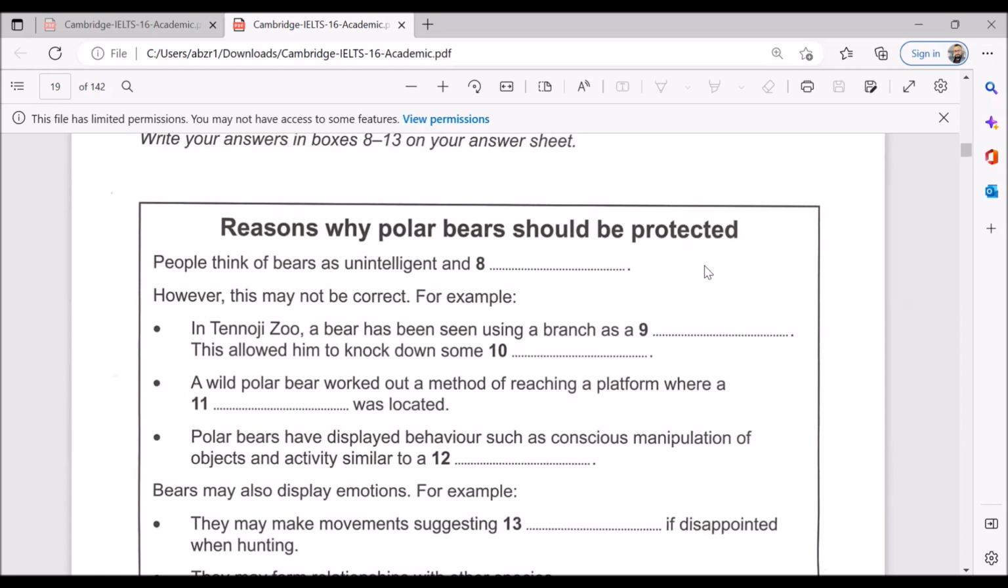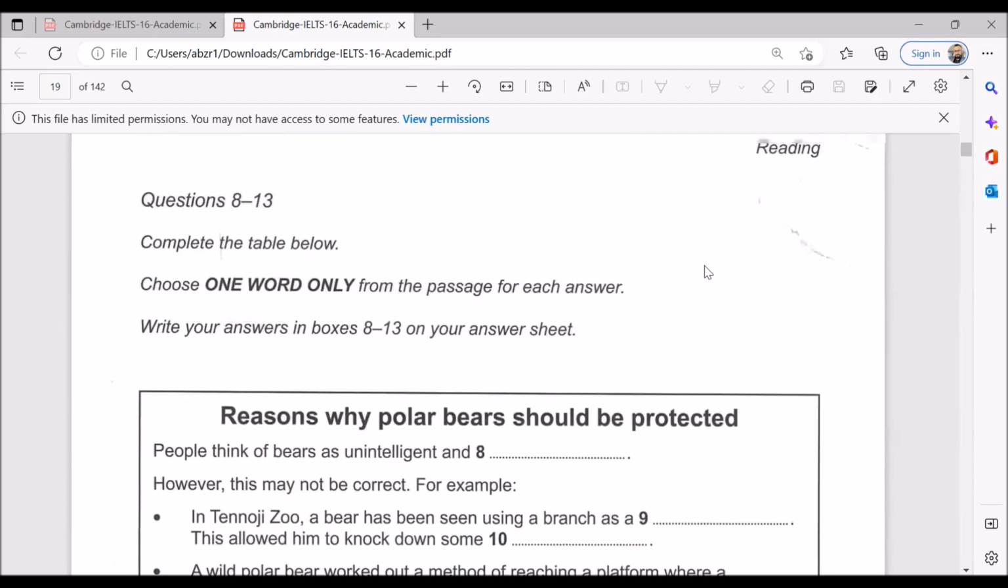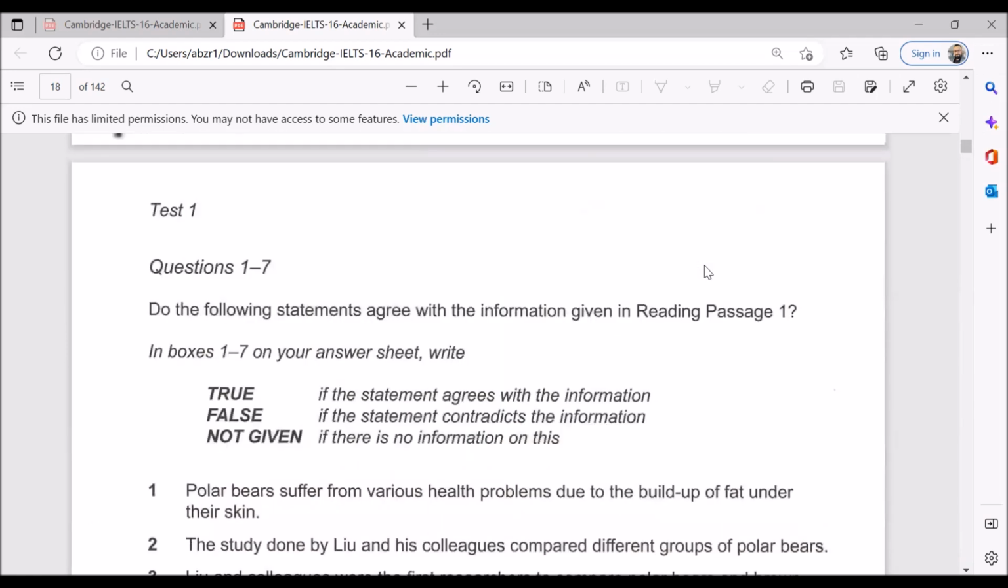This allowed him. "T" is capital, which means there is a full stop at the end of question number 9. This is the last word. We are looking for the object. In Tennoji Zoo, a bear has been using a branch as a... something. Now let's look for that information.